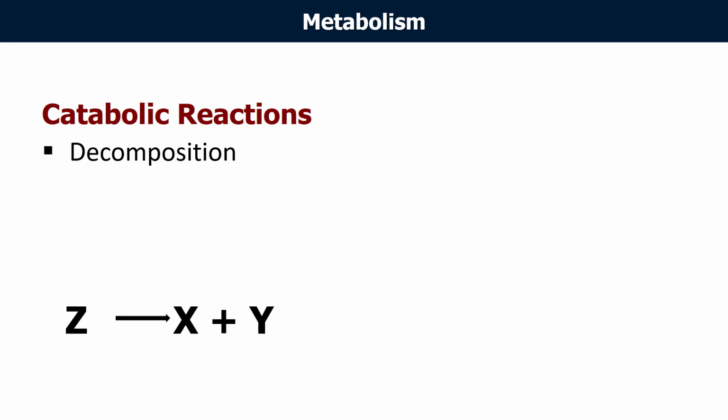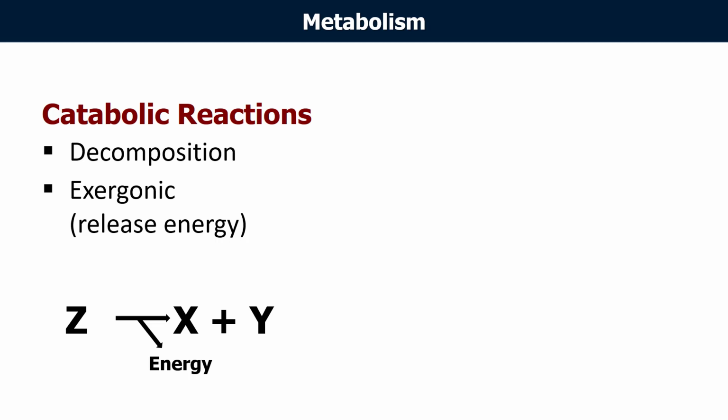And we have said that chemical bonds represent stored potential energy. So if you're breaking the bonds, you're releasing energy. And the term for that is exergonic. Exergonic means that the process is releasing energy, and that's what we would see if Z is breaking down into X and Y.